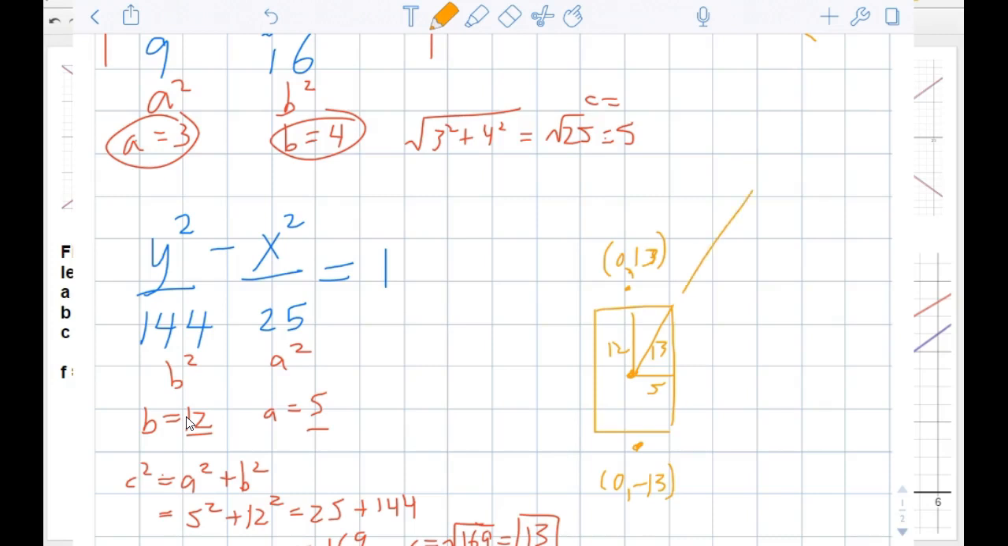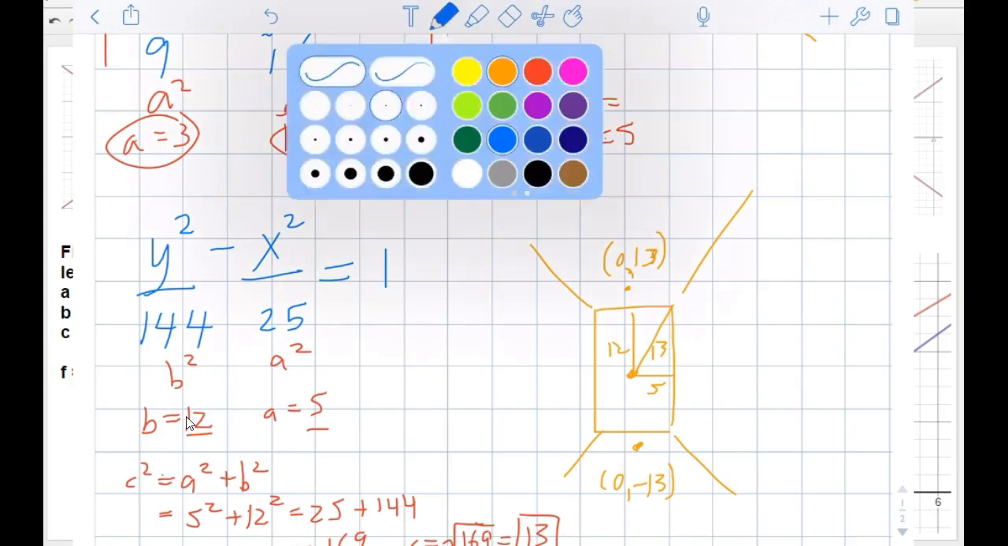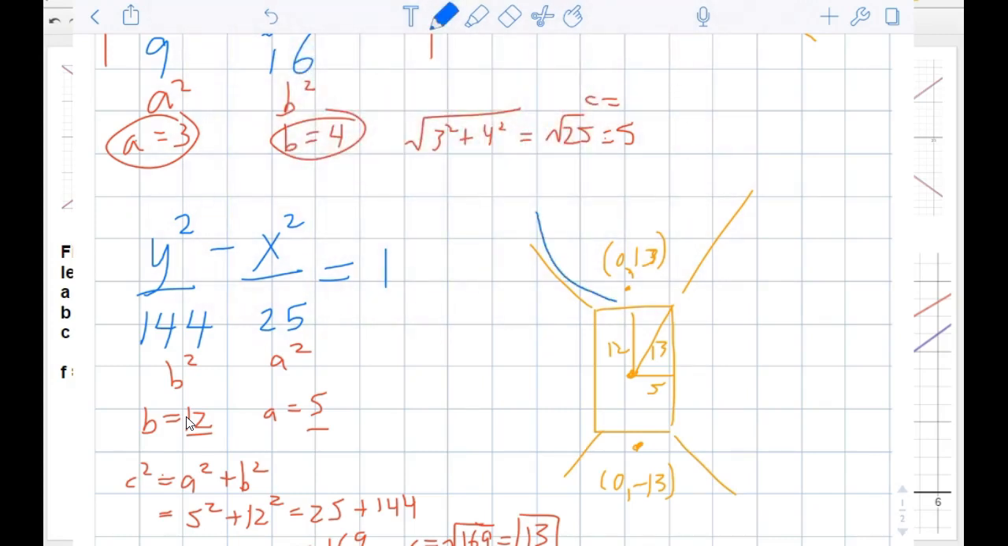And then I'm going to draw my asymptotes kind of like that. And then I'm going to sketch my hyperbola, oh, that was awful. There we go. And there we go. So you can see that the focus is close to the vertex, but it's inside the hyperbola. Okay? So we have found the foci location, again, by finding the c value.